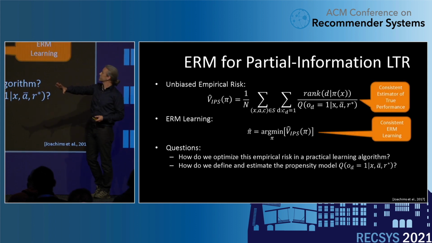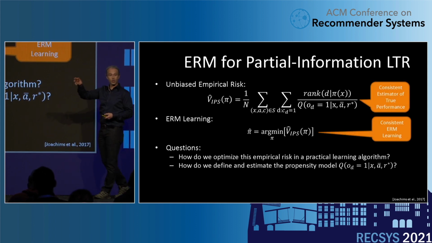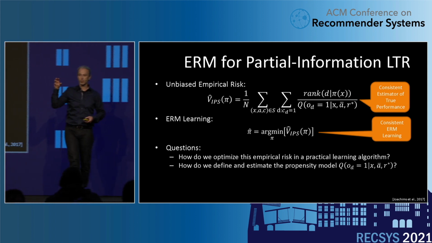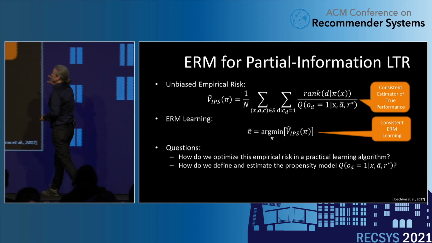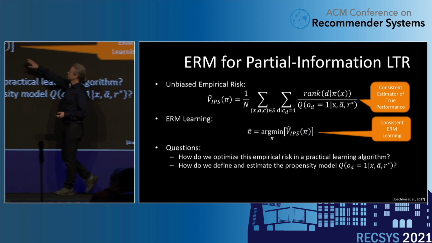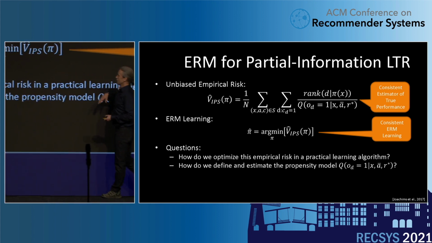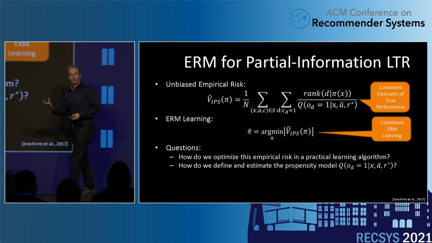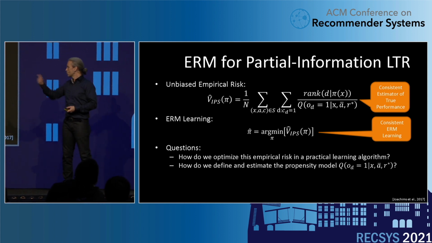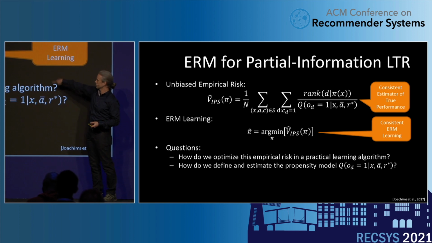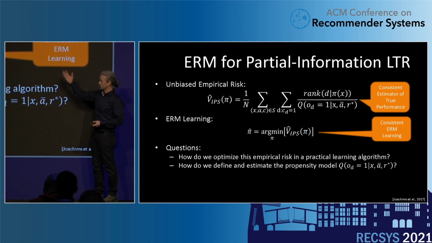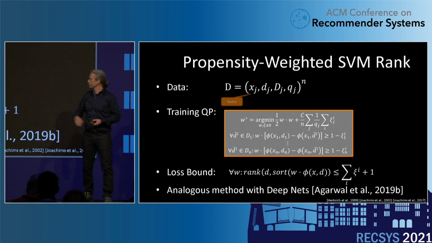And so what we get is a consistent estimate of the true ranking performance, let's say true DCG of our metric. And now we can optimize that with a learning to rank algorithm, and we get a consistent learning process under standard assumptions. Two questions that we have: how do we actually solve this argmax or argmin in a practical algorithm? Is that feasible? And the second one is how do we get these observation probabilities, these propensities? So the first one first.